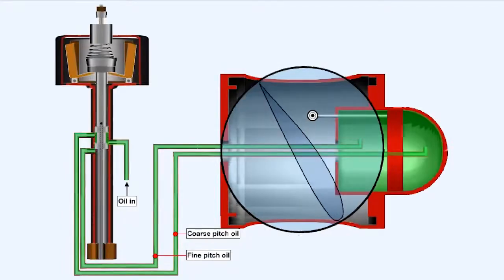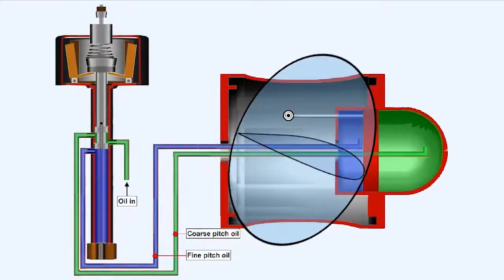If the propeller is overspeeding, then the flyweights will be forced outwards by centrifugal force, compressing the speeder spring and allowing the landed valve to move upwards. This will simultaneously allow coarse oil to be ported to one side of the piston and fine oil to drain back into the engine from the other side. The piston will move to coarsen the blade pitch, causing a decrease in RPM.